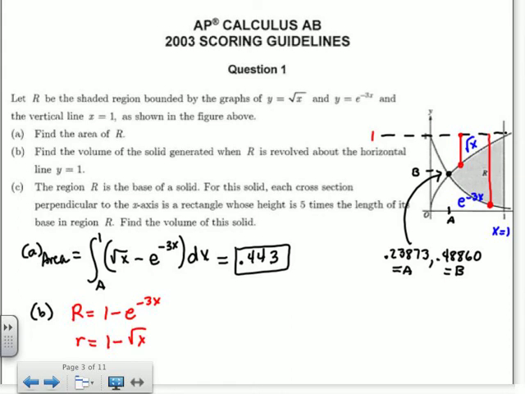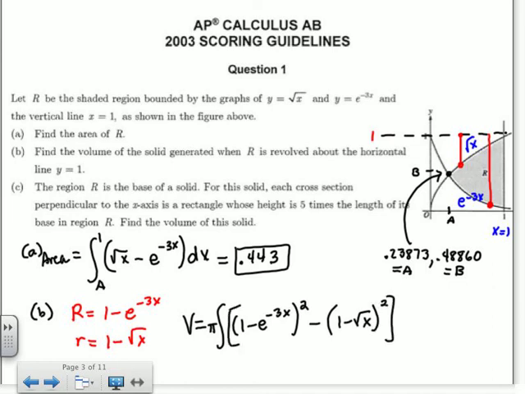So when I set this up, I get my volume is equal to pi, so pi is on the outside, outer radius squared minus inner radius squared. So that way it's pi capital R squared minus pi little r squared. So I have 1 minus e to the negative 3x, squared, minus 1 minus the square root of x, squared, dx. And my x values go from a to 1. So input that.